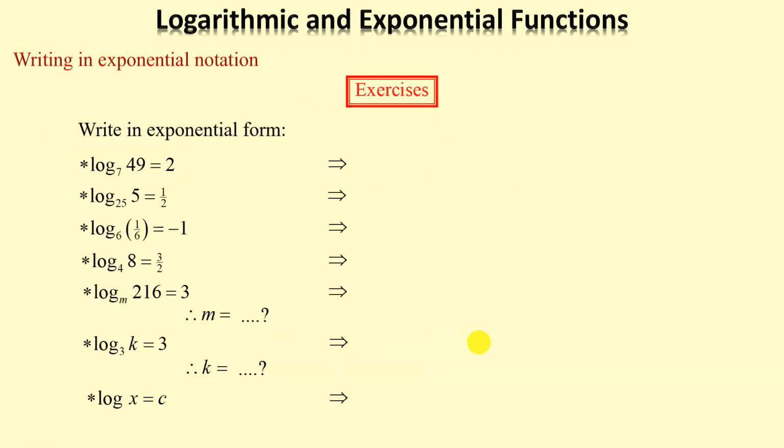Here's some practice for you. If you haven't done these, pause the video and try these out, just writing them in exponential form. The answers. Base to the exponent equals 49. It's always base to the exponent, base 10 to the exponent.